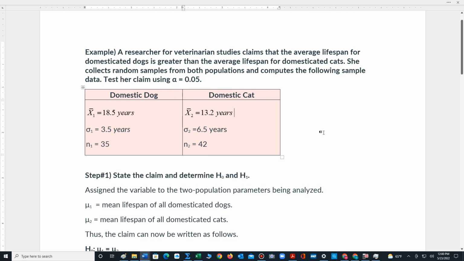In this video, I will demonstrate how to perform a z-test for the difference between two population means. We begin with the following example. A researcher for veterinarian studies claims that the average lifespan for domesticated dogs is greater than the average lifespan for domesticated cats. She collects random samples from both populations and computes the following sample data. Test her claim using alpha, also known as the level of significance, of 0.05.